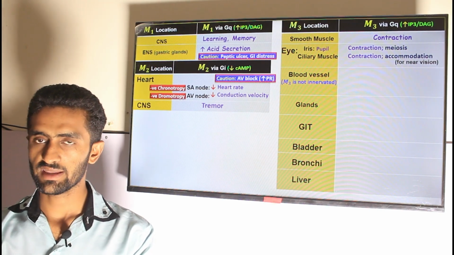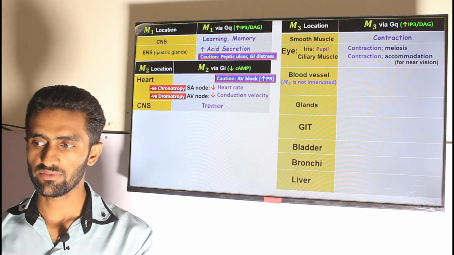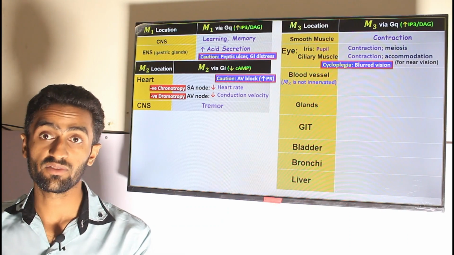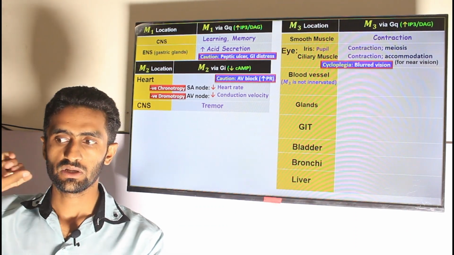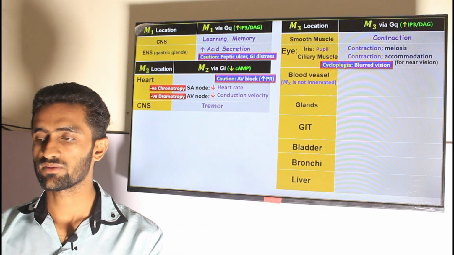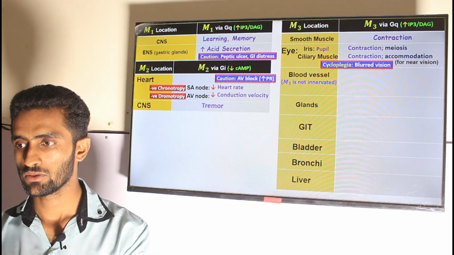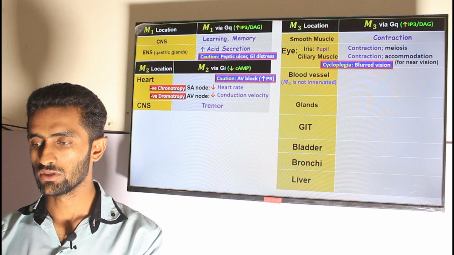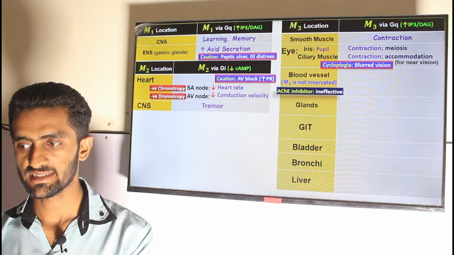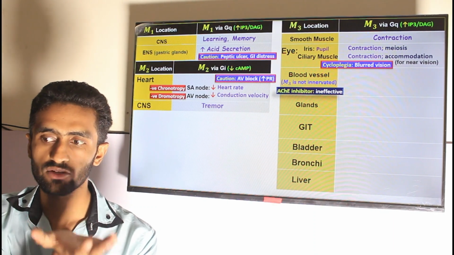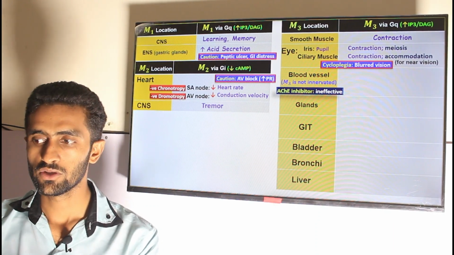So for the eye, if you give an agonist for the muscarinic, they can cause cycloplegia, meaning blurred vision for the far vision problem. Okay, so acetylcholinesterase inhibitors are ineffective on blood vessels, while they are actually increasing the acetylcholine, because the M3 is not innervated. Okay, so you know better.